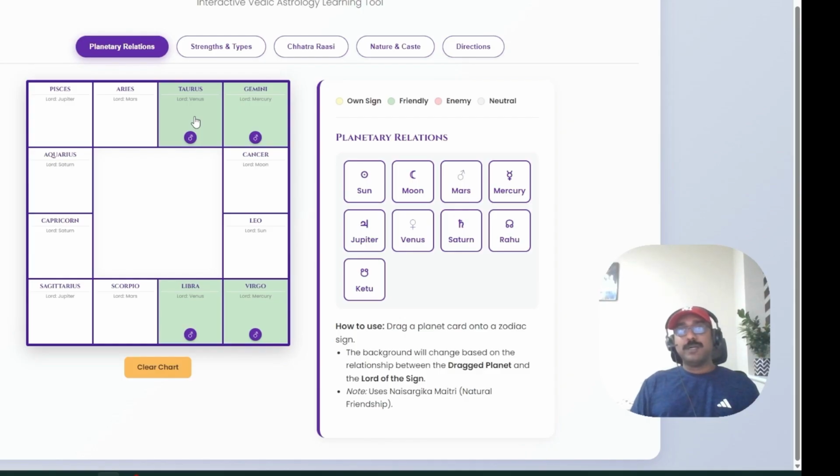So we explained Mars. Mars is a fiery planet, and Mars gets along well with Venus and Mercury. For the rest, it's not a good position for Mars.